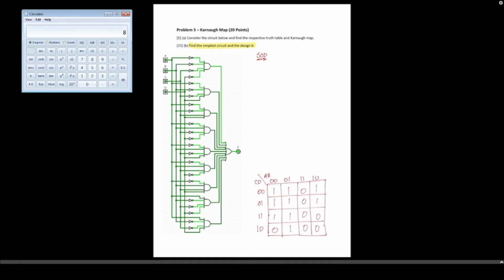Let me find, yeah, we can do it this column. All right, so group the ones. We want to maximize the number of ones that we put in groups in powers of 2. So probably the easiest choice is these two together over here. And let's take the expression as we go, so we don't get completely lost. And my F is equal to that one.